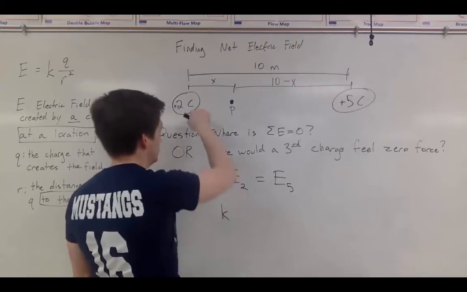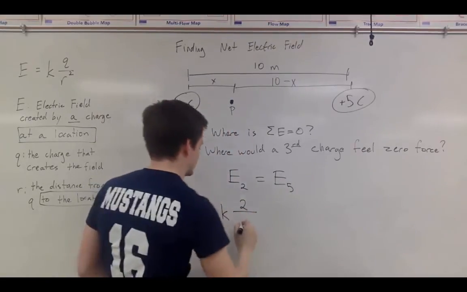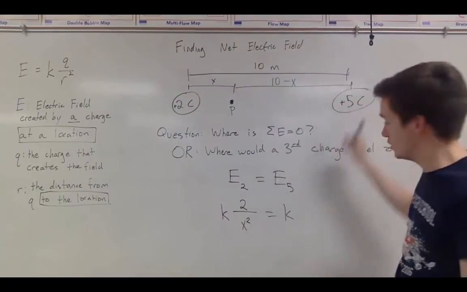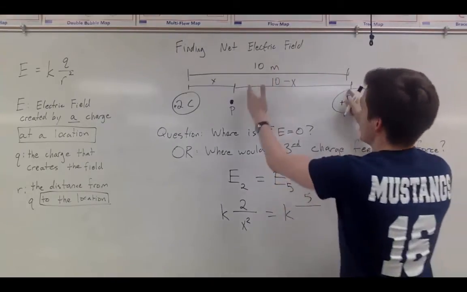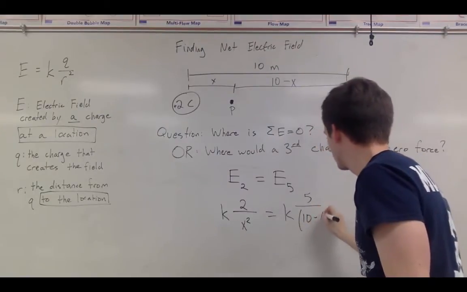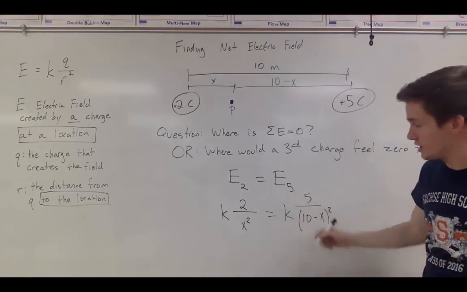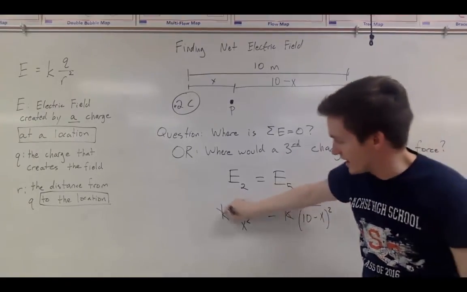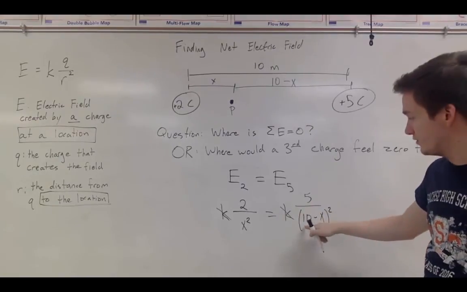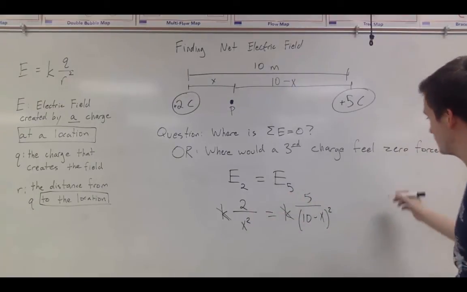From here, we can expand. K times this Q, 2 over r squared, we called rx, equals K times 5 coulombs over the r squared, our r squared is 10 minus x. And so from here, we need to solve for x. We have only one unknown. Now, when I write out the k's, the k's are going to cancel. So from here, we just rearrange stuff. This, we can multiply up to the top left. This, we can multiply up to the top right, giving us this scenario.